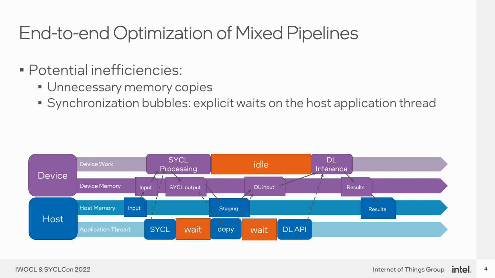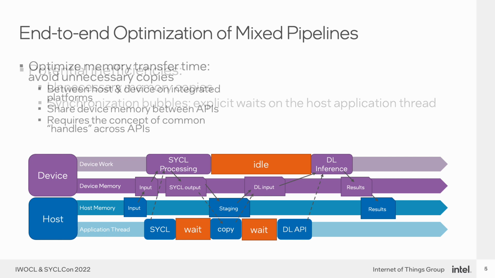Now we can clearly see that there are some potential inefficiencies in the implementation. First, as implemented here, a round trip of the SYCL output data to the host memory is needed to feed back into the deep learning engine. Second, the application invokes explicit waits on the host thread to wait for device work to be done before scheduling dependent work. As you can tell, these inefficiencies lead to lots of idle time on the acceleration device. Let's see what we can do to optimize the data flow and make sure we maximize device utilization by always keeping it fed with work.